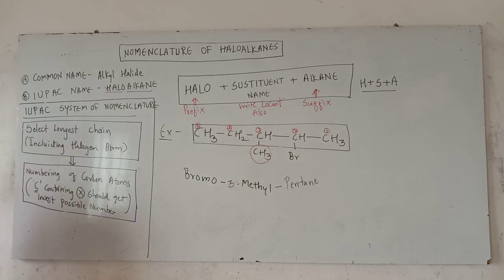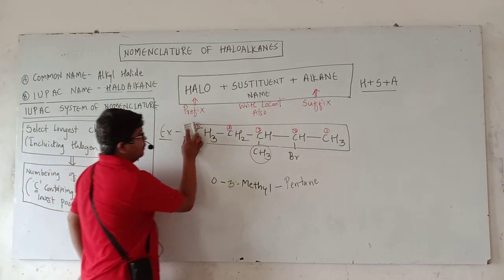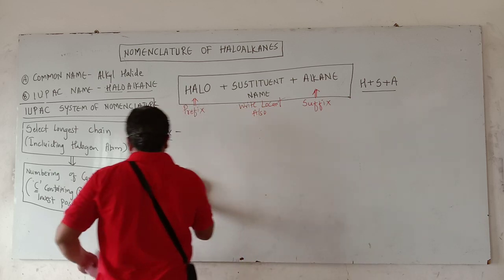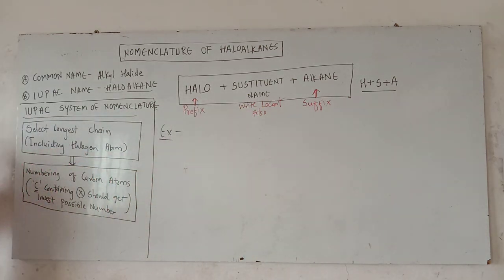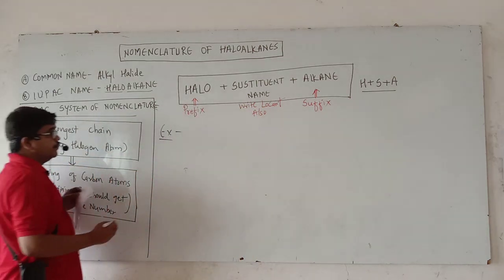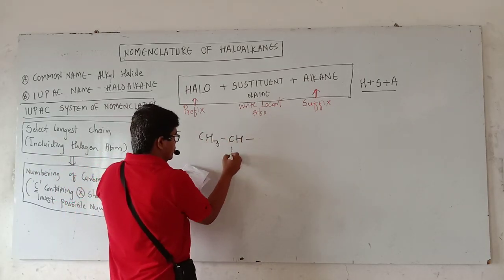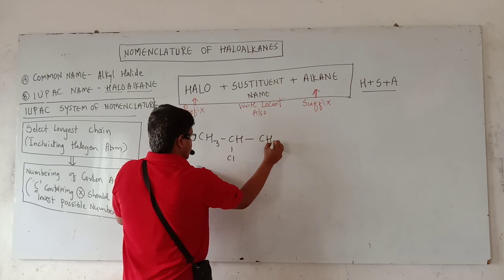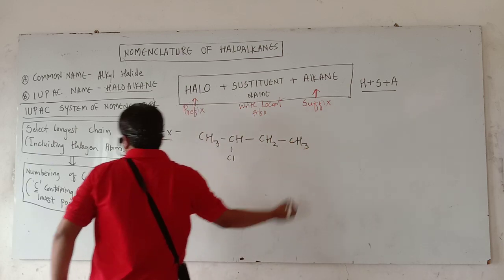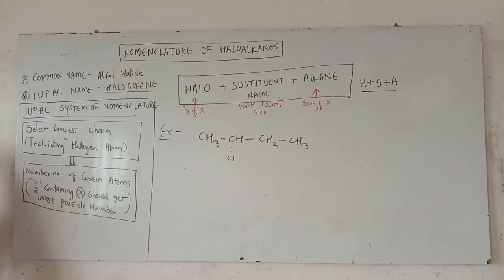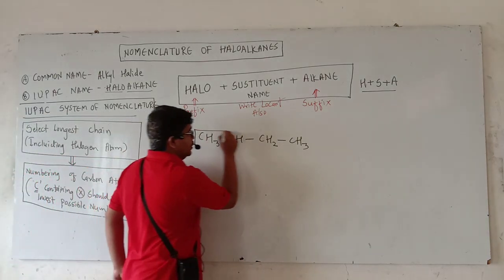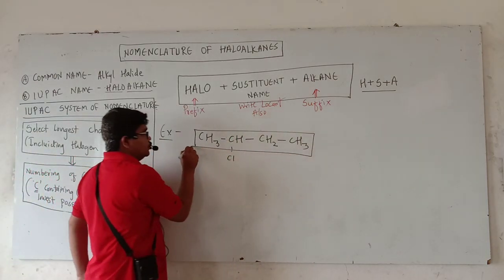Now second example. Consider example CH3 CHCl CH2 CH3. Okay. Now first step is select longest chain. So which will be the longest chain? This will be the longest chain.